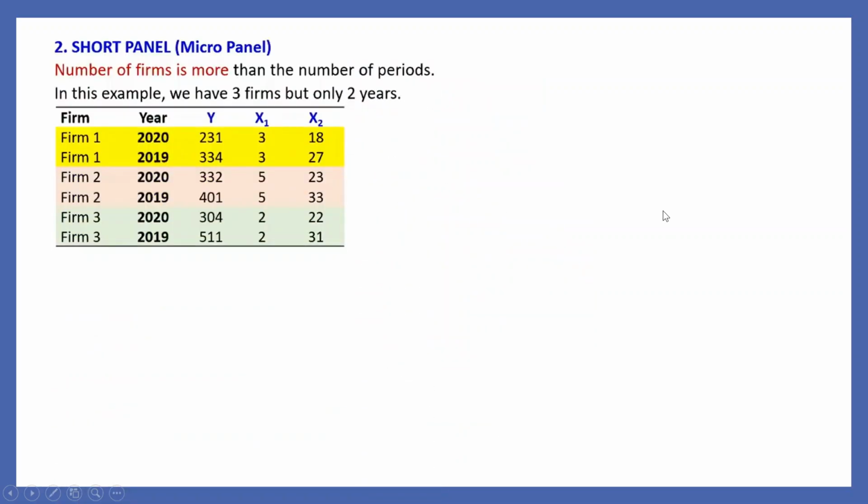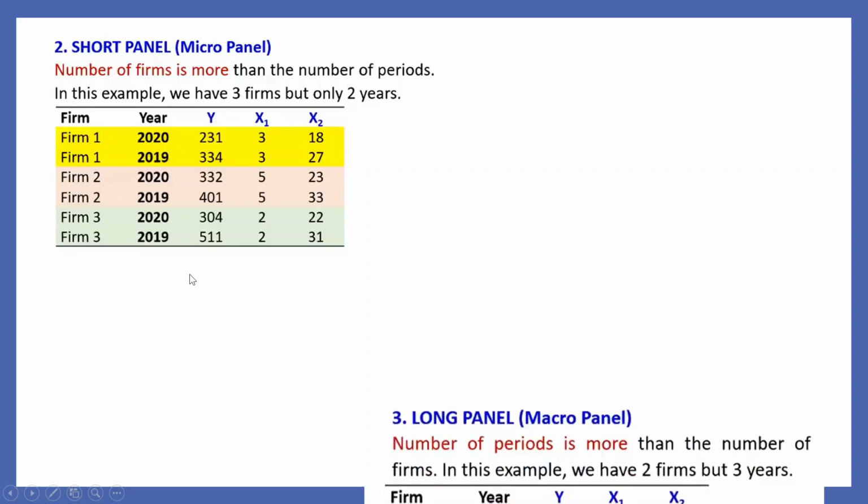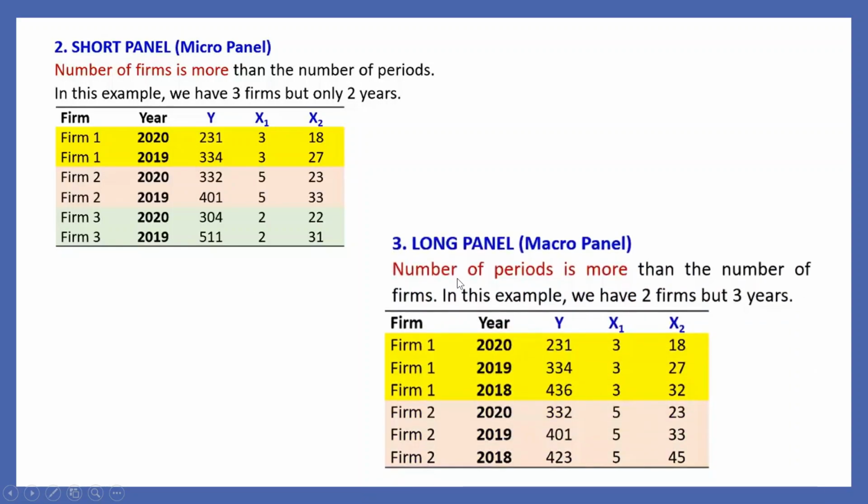There can be the micro panel, in which the number of firms is more than the number of periods. In this example, we have three firms, one, two, three, and only 2 years. So this is a micro panel. We can also have a macro panel. Number of periods is more than the number of firms. In this example, we have two firms, one and two, but 3 years. So this is the macro panel.